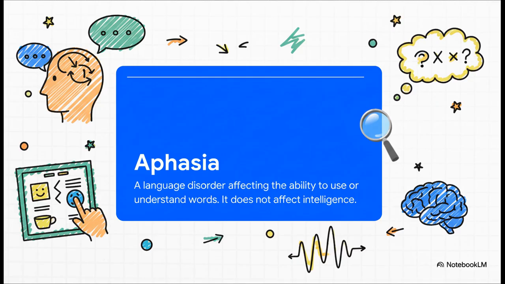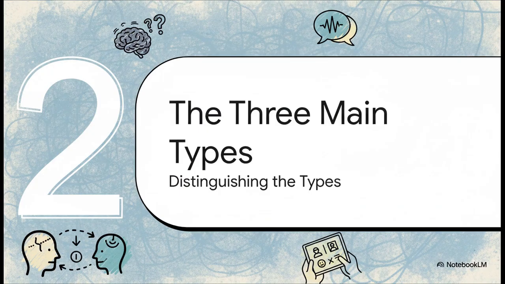All right, our first big term, aphasia. Now listen up, because this is a super important point for any test. Aphasia is about language. It is not about intelligence. The person's mind, their thoughts, who they are, that's all still there. It's just the ability to pull out the right words or understand them that gets scrambled. That distinction is absolutely crucial.